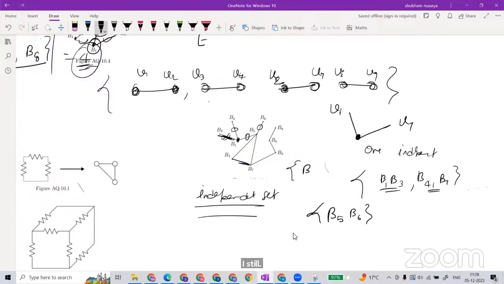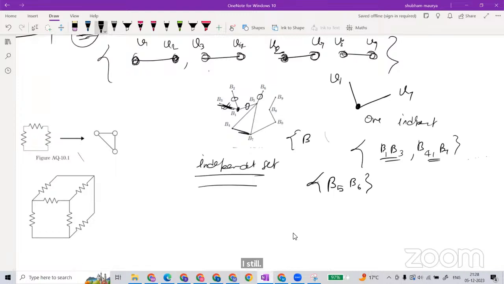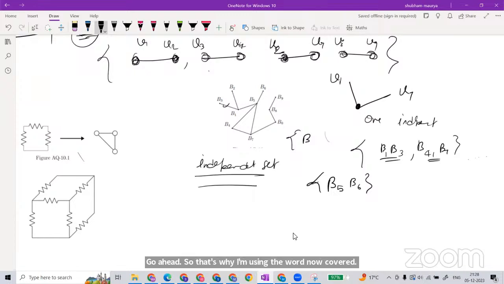But we want the maximum number. We'll try to choose edges so that the maximum number of vertices could be covered. That's why I'm using the word covered. If you see the definition, you have to choose your edges in such a way that all vertices would be covered.